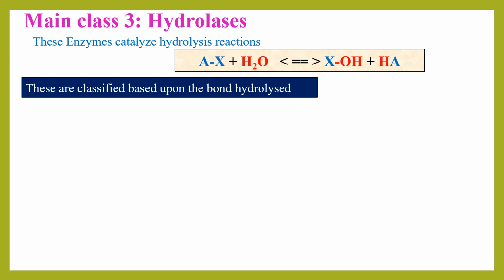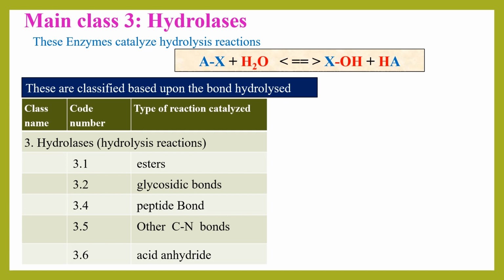The third class of enzymes are hydrolases, and hydrolases are involved in hydrolysis reactions. Say for example, we have AX, which is the molecule, and in the presence of water, the bond between A and X is cleaved off, resulting in XOH and HA, where water is split up. And these are classified based upon the bond that they hydrolyze.